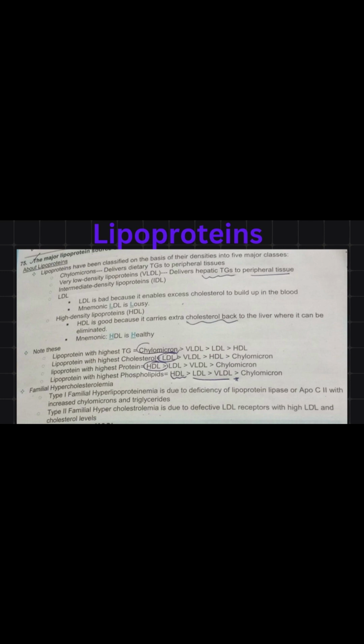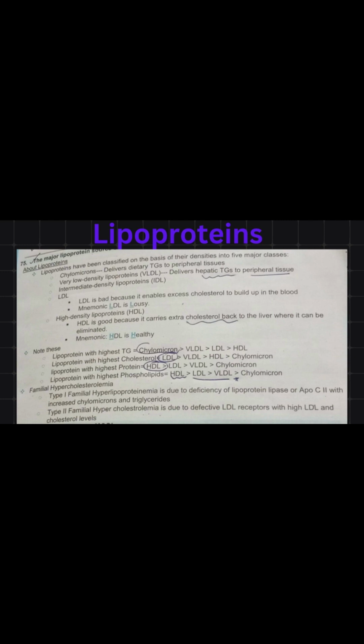So in type 1 hyperlipoproteinemia, there is deficiency of lipoprotein lipase or ApoC2, and that is going to cause increase in triglyceride and chylomicron. And in type 2 hypercholesteremia, there are defective LDL receptors, and that is going to cause high LDL and cholesterol level. Now I'll quickly discuss the MCQs.